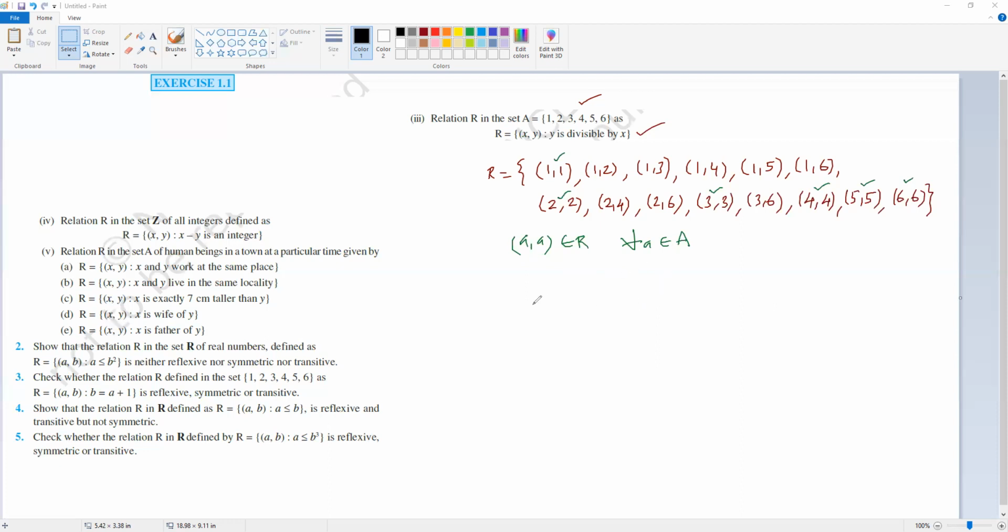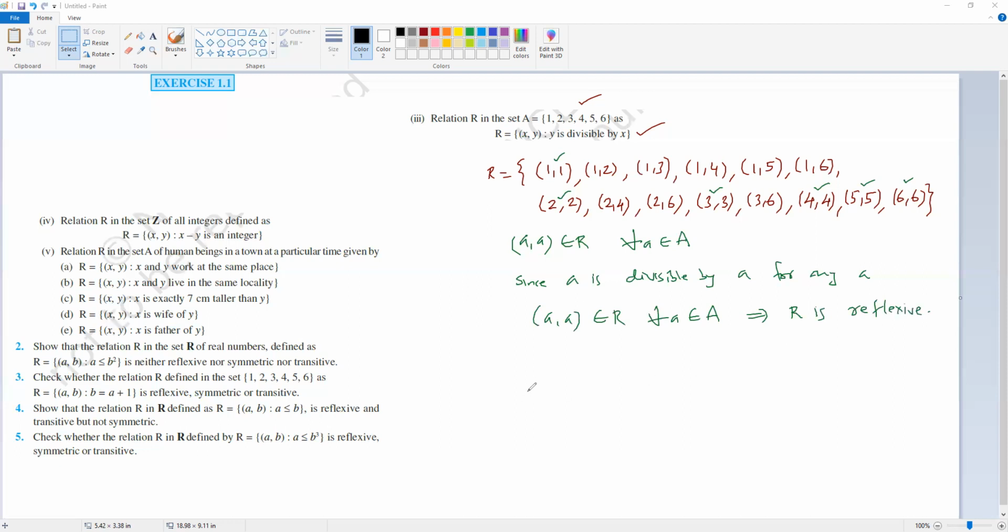So you have to prove it. Since A is divisible by A, isn't it? For any A, you can divide a number by that number, you will get the answer 1. So what does that 1 mean? So (A, A) belongs to the relation for all A in that given set. This implies R is reflexive.